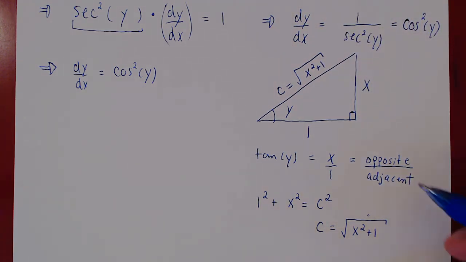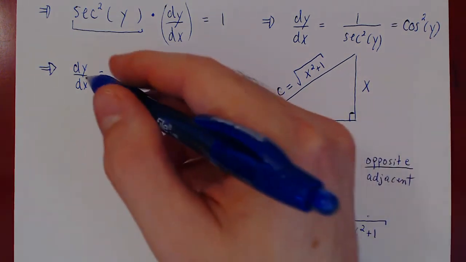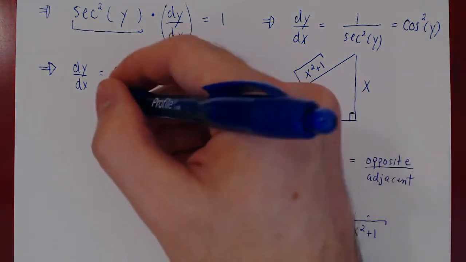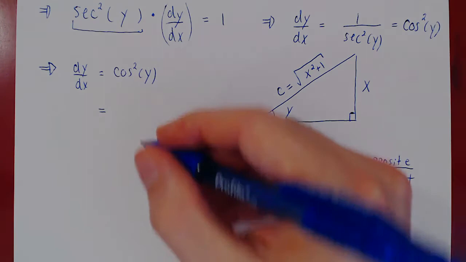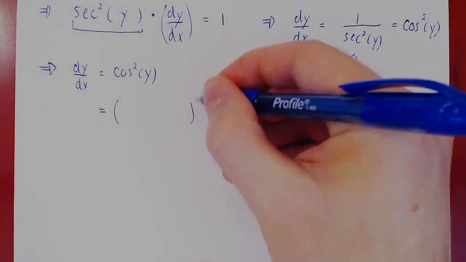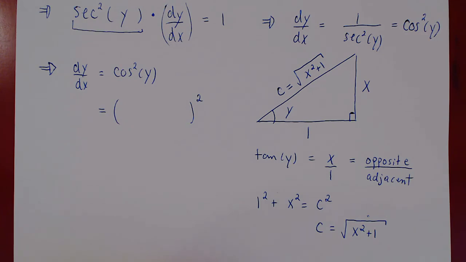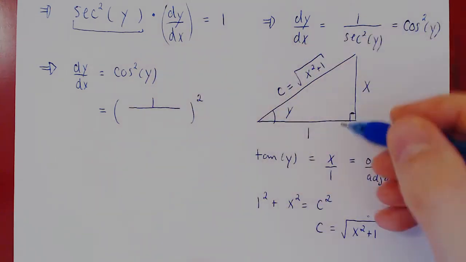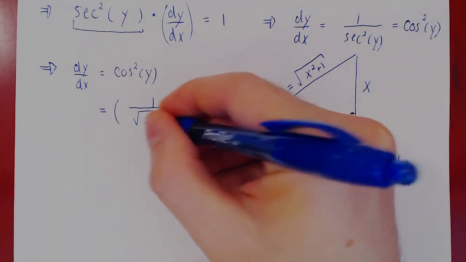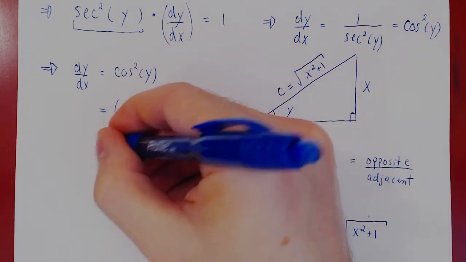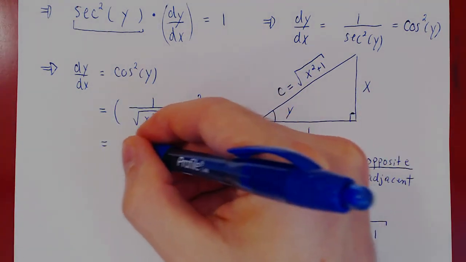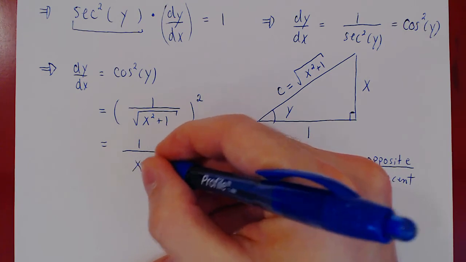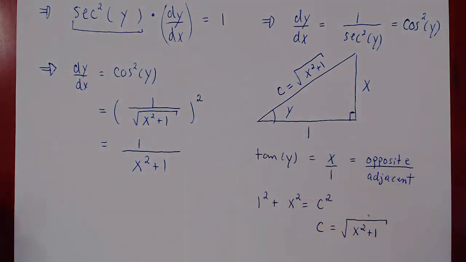And now we're good to go. We have a complete right triangle. So we can now find the derivative of arctangent as a function of x. It was cos of y all squared. But if you remember, cosine is the adjacent over the hypotenuse. So it's 1 over the root of x squared plus 1, all squared. Well, if you square 1, you get 1. And if you square a square root, the square root goes away, and you're left with x squared plus 1. So there we have it.